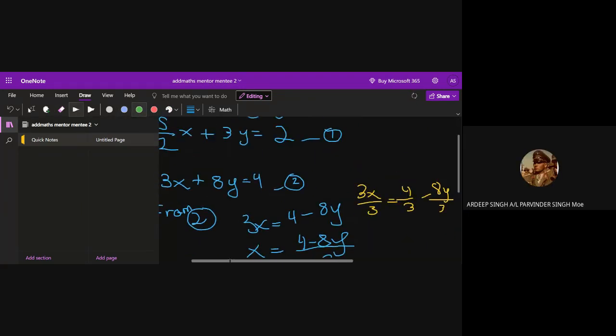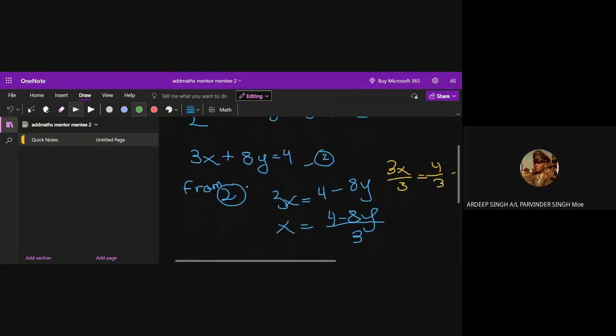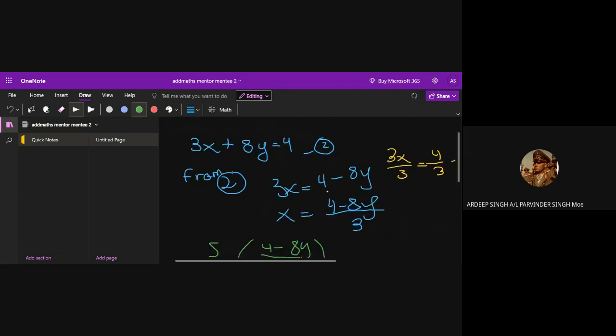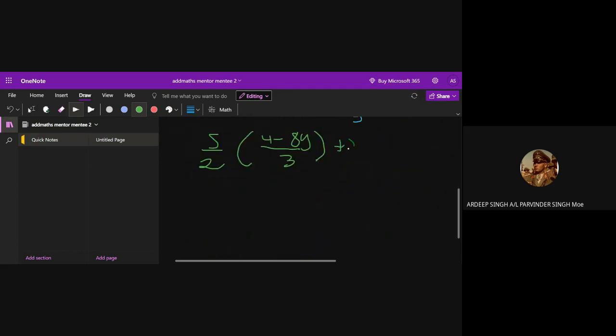Right. So we take this x, we will substitute into the first equation. So, oh boy, this will be hard. I'll try. 4 minus 8y over 3. This time you learn this one, very complex but very easy. So plus 3y equals 2. How to solve?